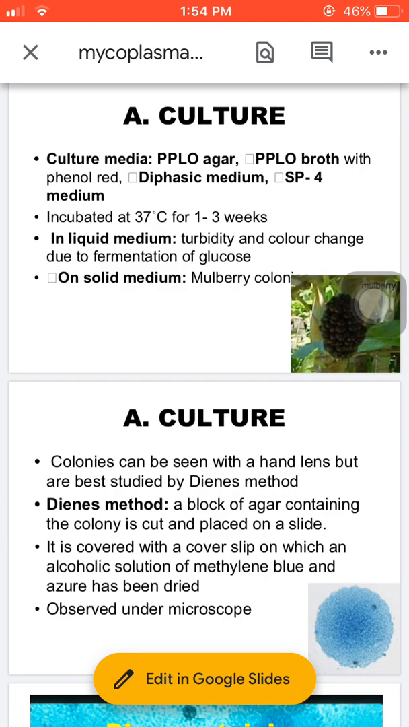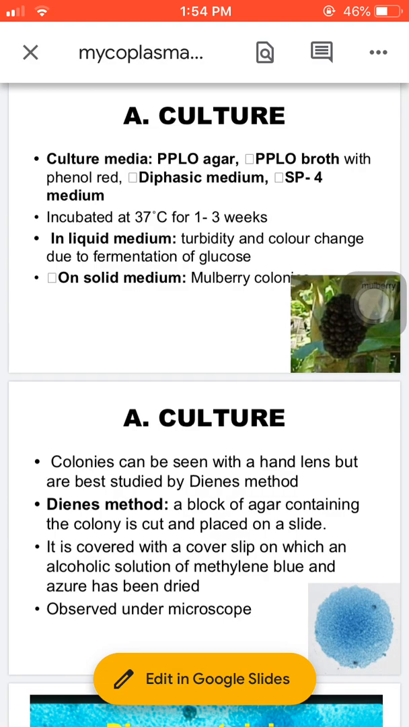Once you inoculate the sample onto the culture plate, you have to incubate at 37 degrees centigrade, and you have to wait for almost 1 to 3 weeks to see the growth. In liquid media, how does the growth look? The broth becomes turbid and there is color change. Why is there color change? Because this bacteria will utilize glucose and cause the change in color, which is indicated by phenol red. In this point, instead of fermentation, please rectify it: it rather utilizes glucose.